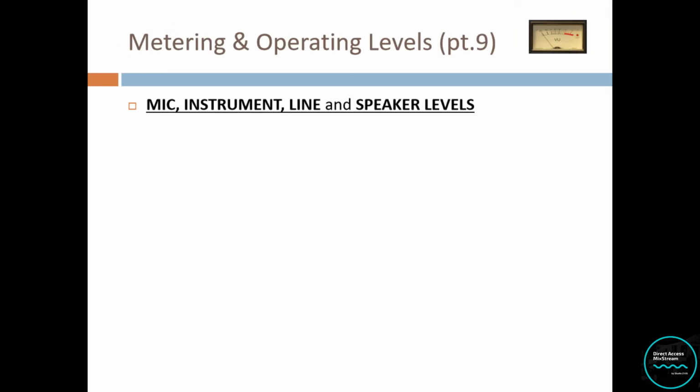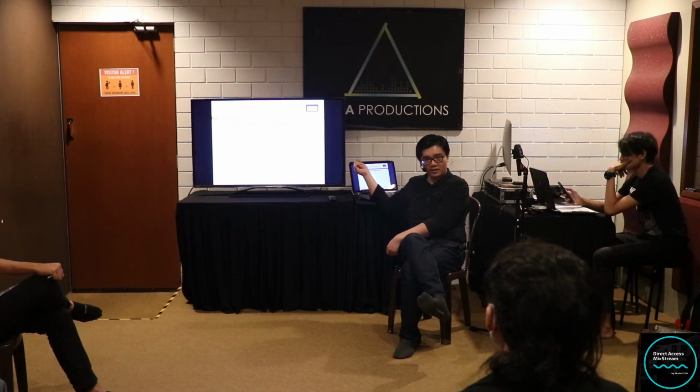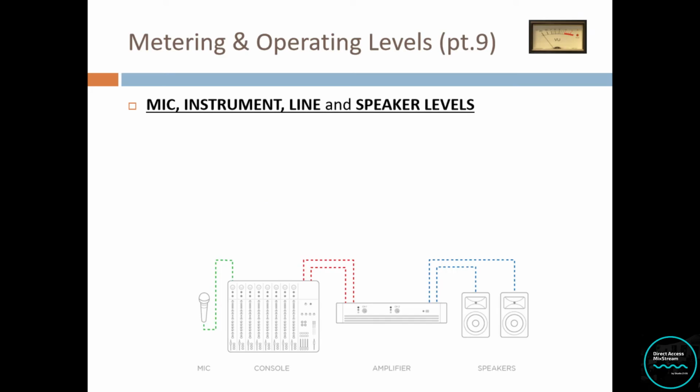This should probably be the last thing. Earlier, you heard me talking about mic level, instrument level, line level, speaker level. These are what we call operating levels. We understand earlier on that in analog, the nominal operating level is about 0 dBu. In digital, that's about -20.